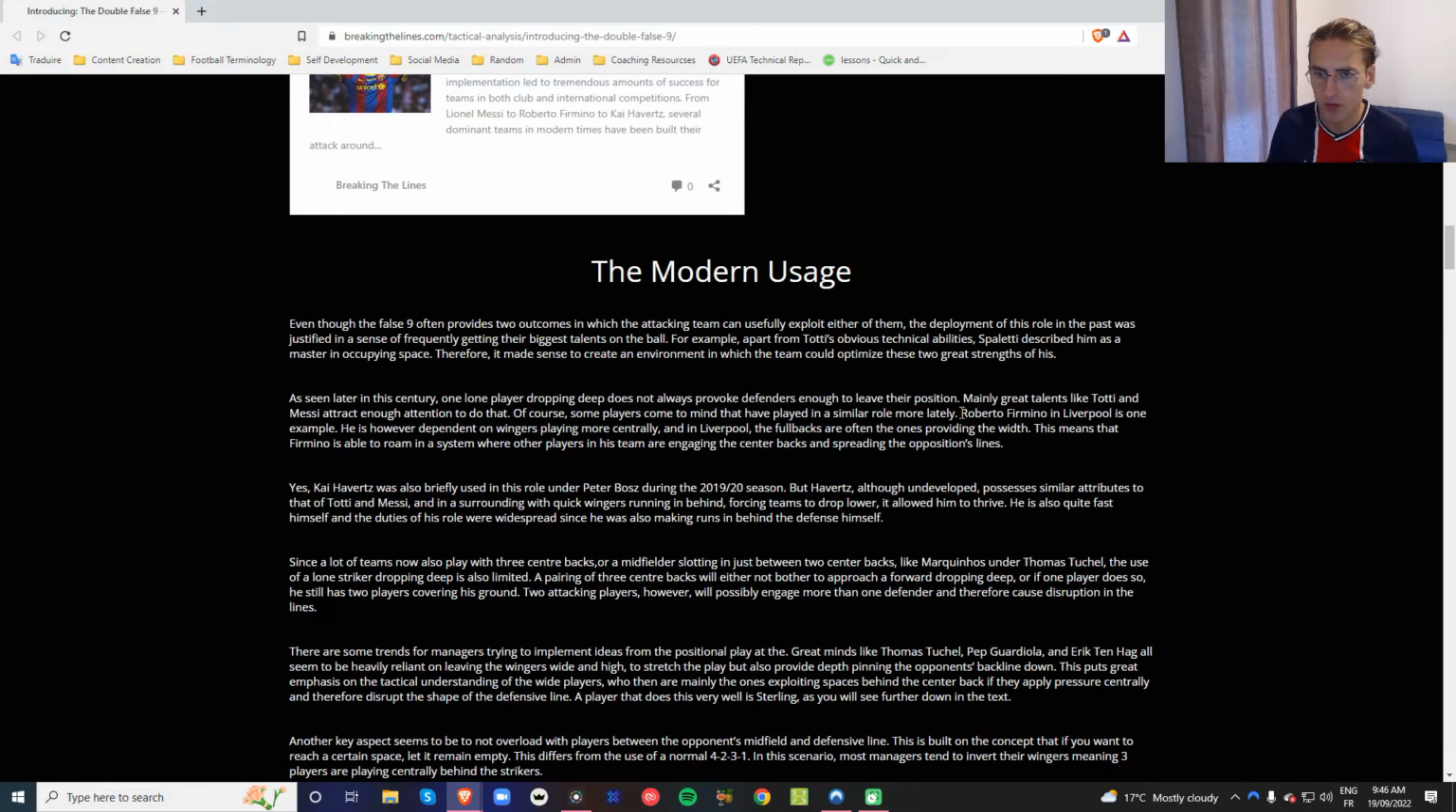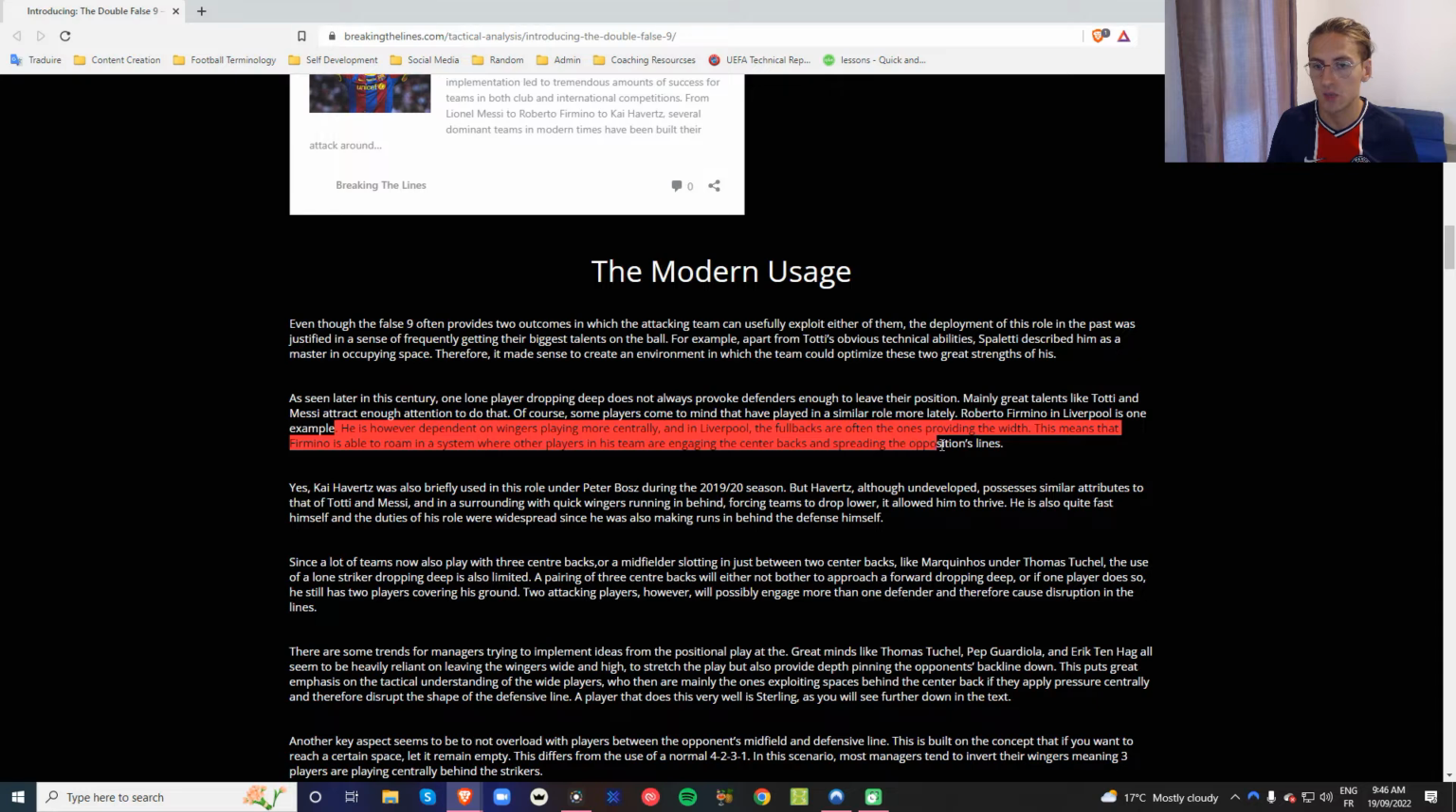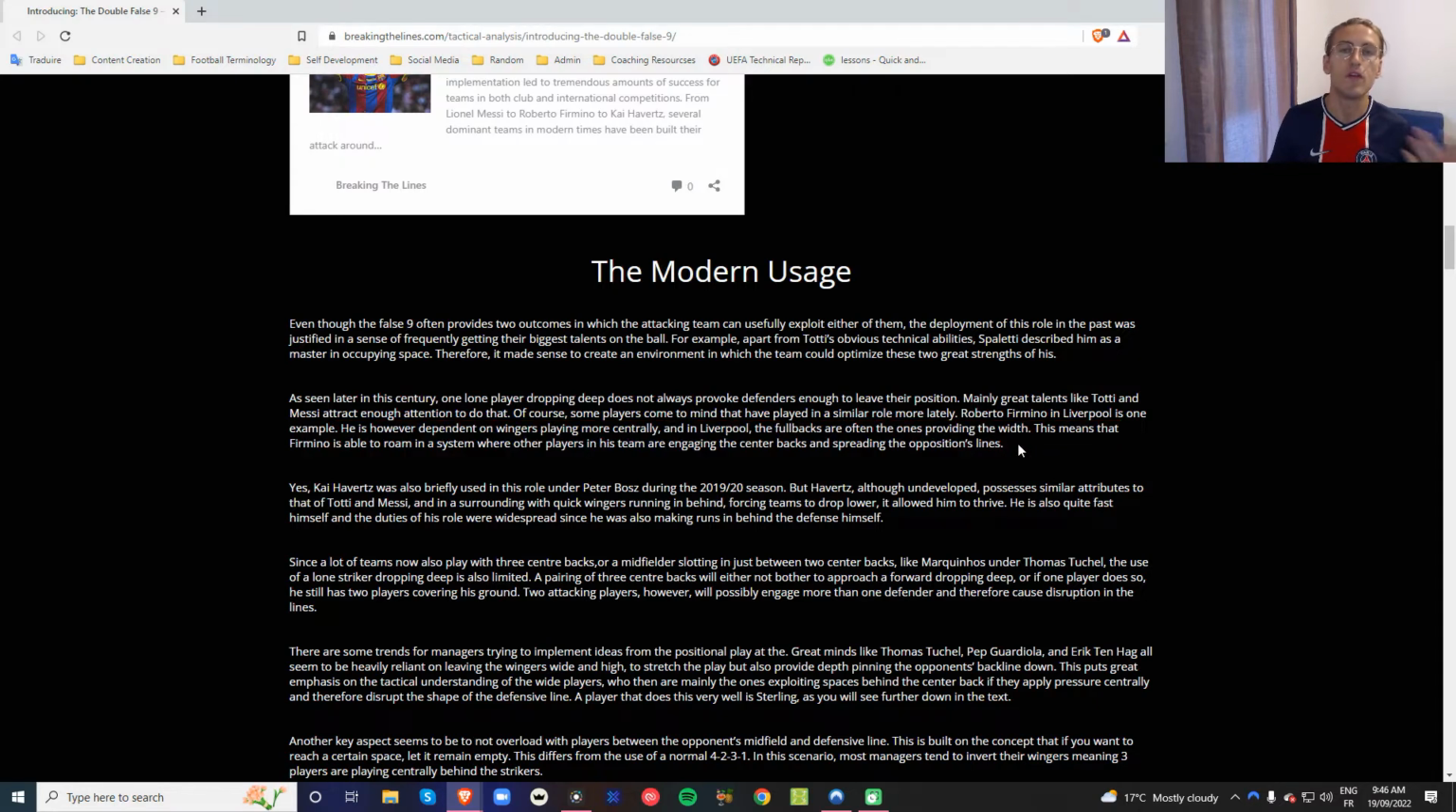So still with Roberto Firmino, he is, however, dependent on wingers playing more centrally, and in Liverpool, the fullbacks are often the ones providing the width. This means that Firmino is able to roam in a system where other players in his team are engaging the centre backs and spreading the opposition's lines. So Firmino can move around a lot. He's not locked to one position.